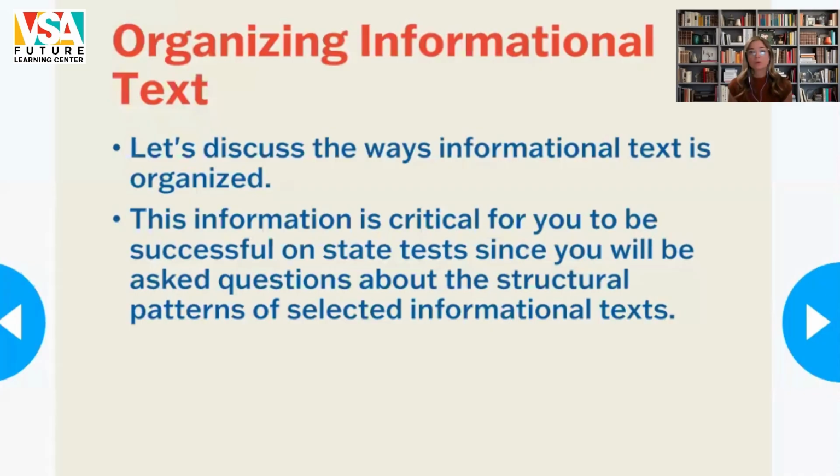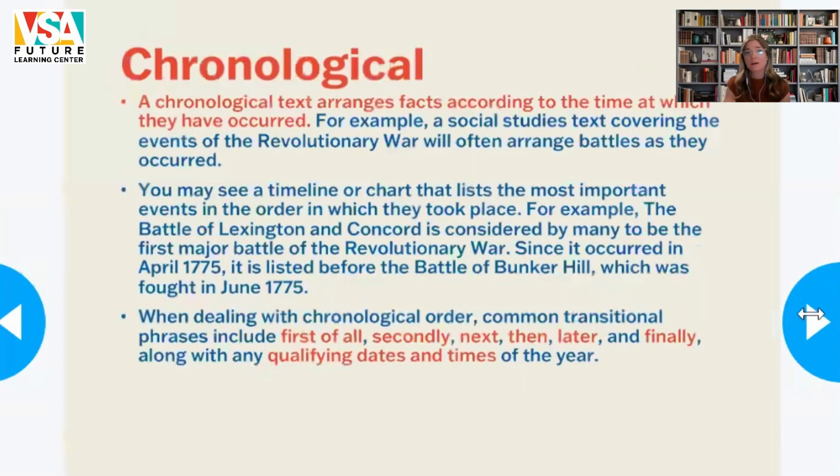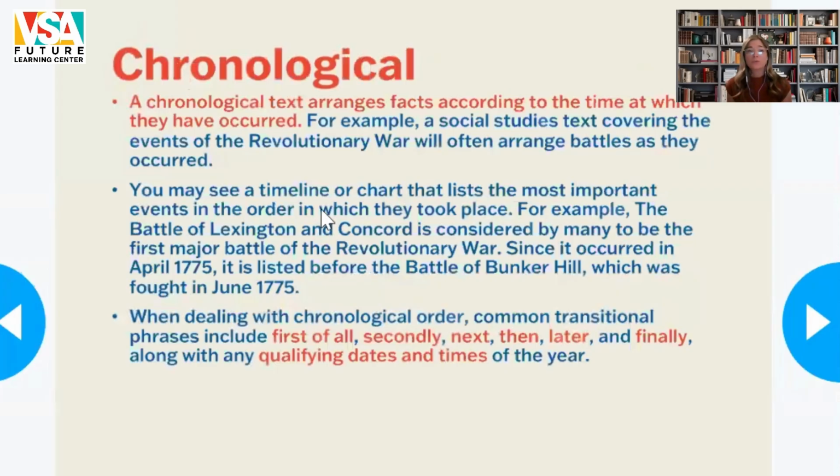You'll also be able to look at various paragraphs and think about how they connect to one another, how they can be compared, how they can be contrasted, and how they work together for the overall main idea of that non-fictional text. So the first way that an informational text can be arranged is through chronological order.